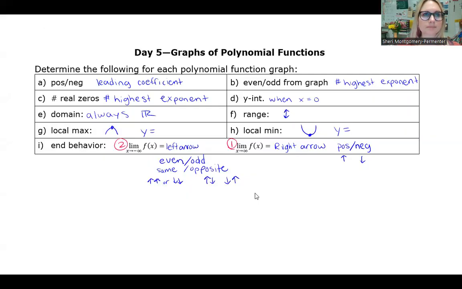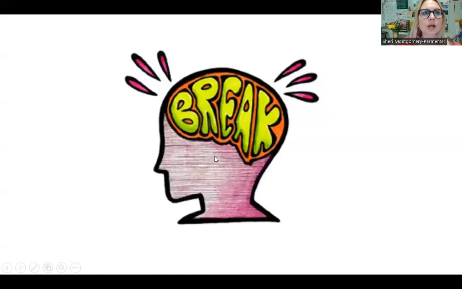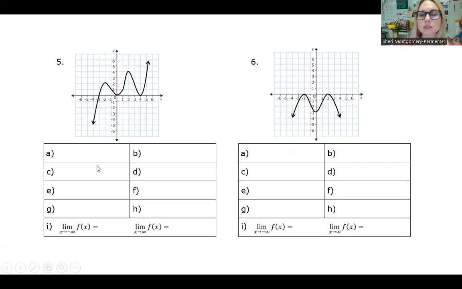Good job. All right, let's put all of that stuff to work. So for these questions, A is whether or not your graph is positive or negative. To decide, you have to look at the right arrow. Looking at my graph, I have a left arrow and a right arrow. This one, the right arrow, is pointing up, so it tells me that it's positive.